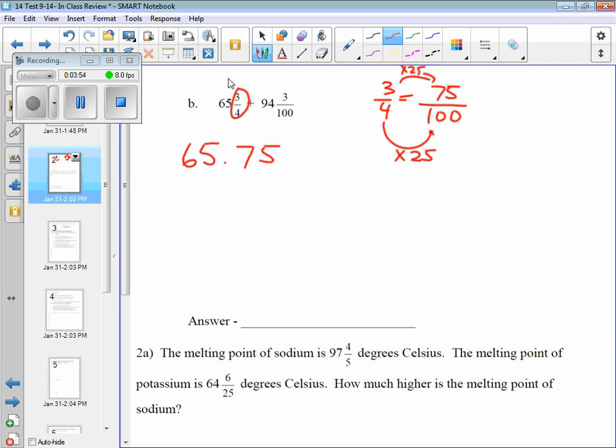And we're going to add to it 94 and 3 hundredths. Decimals are lined up. You'll wind up with 159.78.